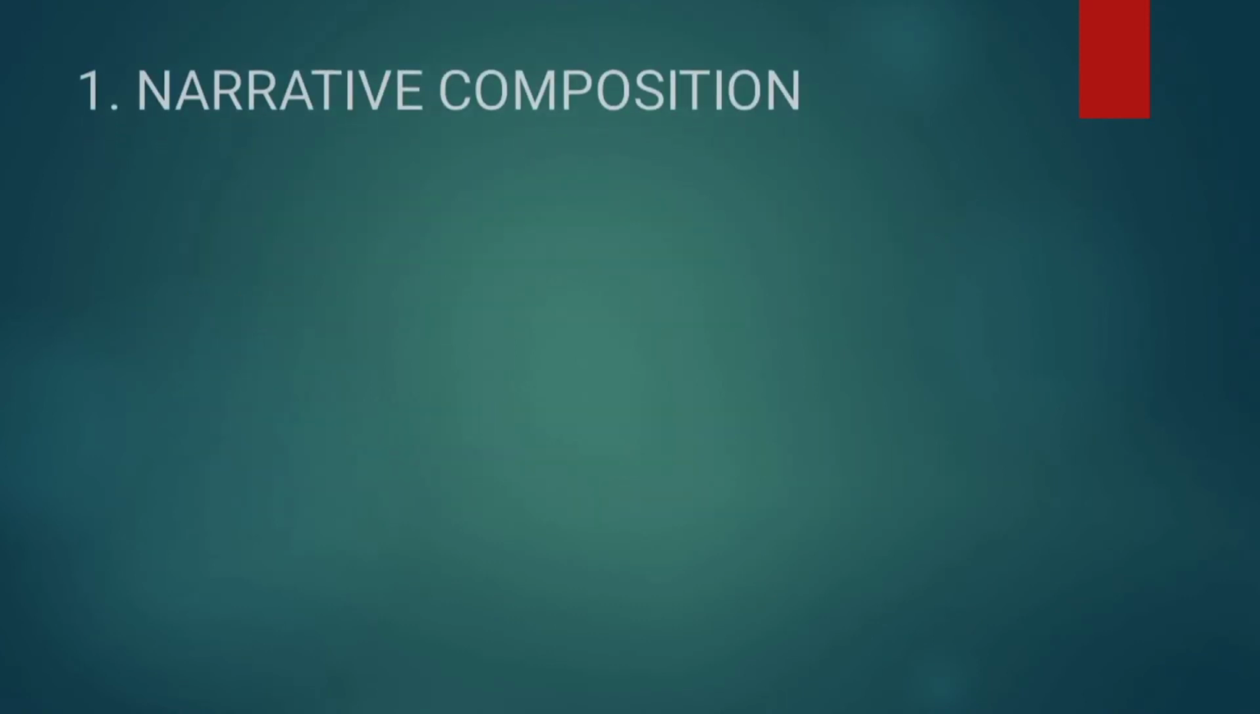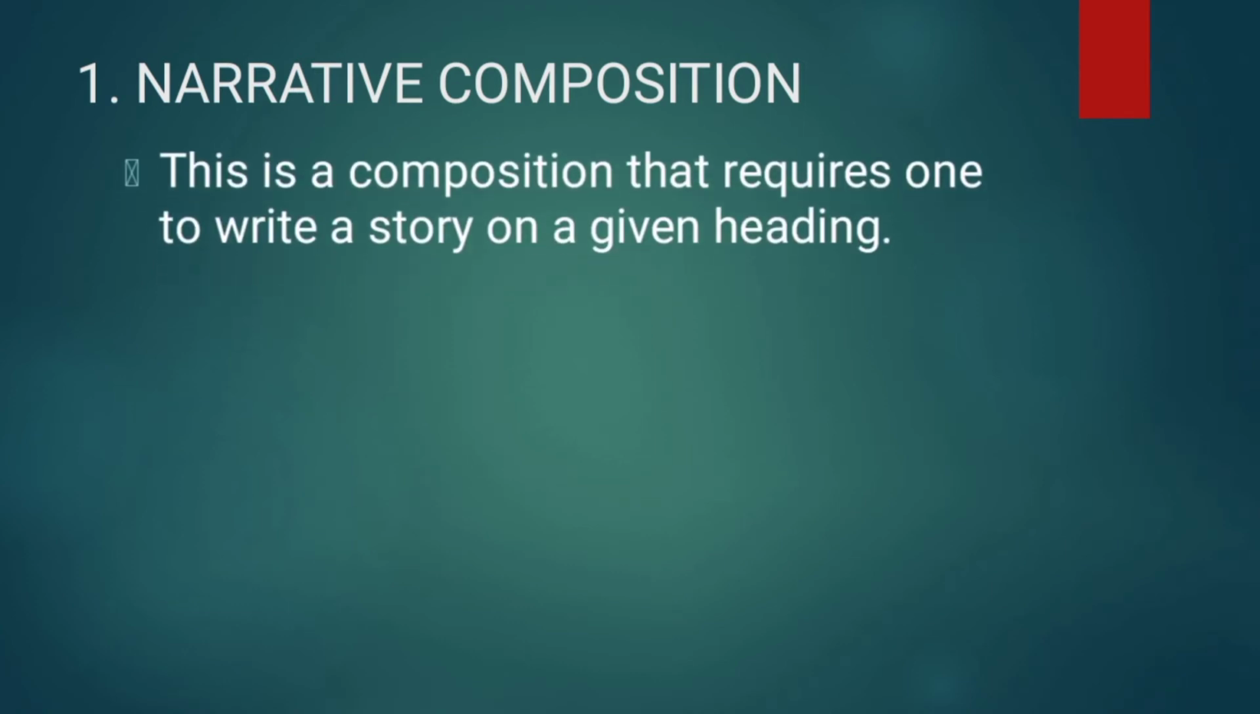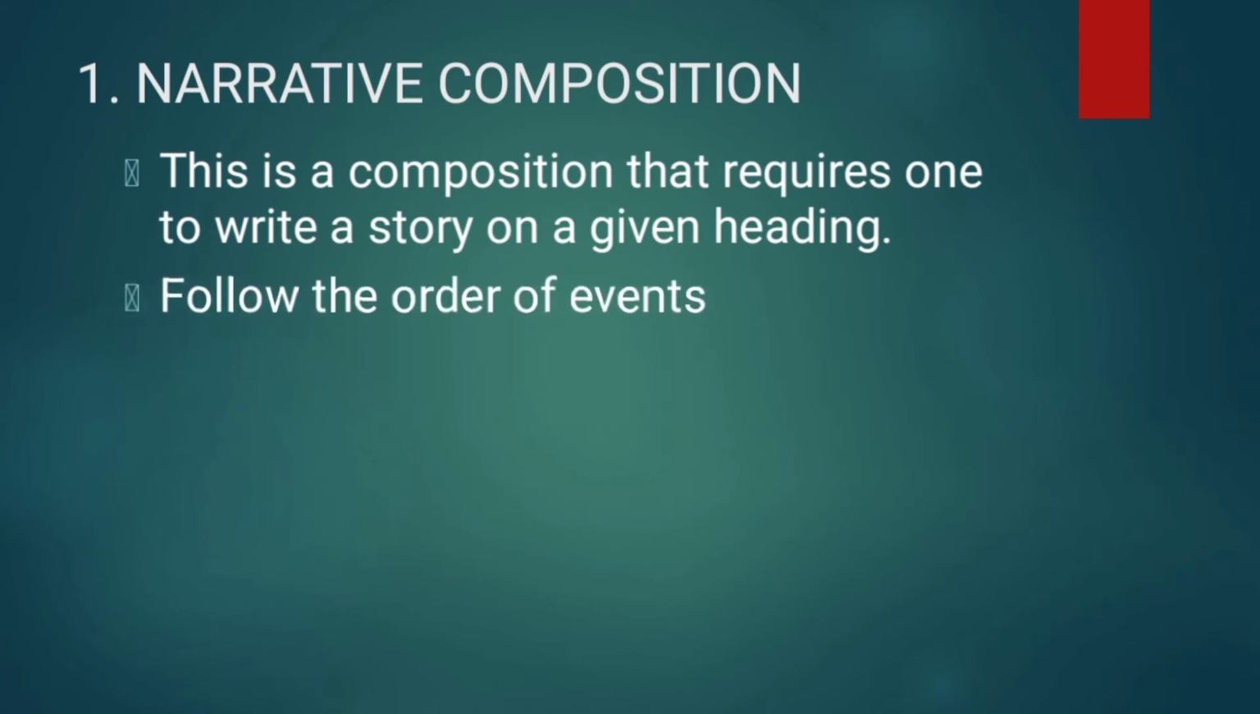Now, let us look at the first type of composition. This is the simplest type of composition, narrative composition. To narrate is to give an account of something. So this is a composition that requires one to write a story on a given heading. You write a story.